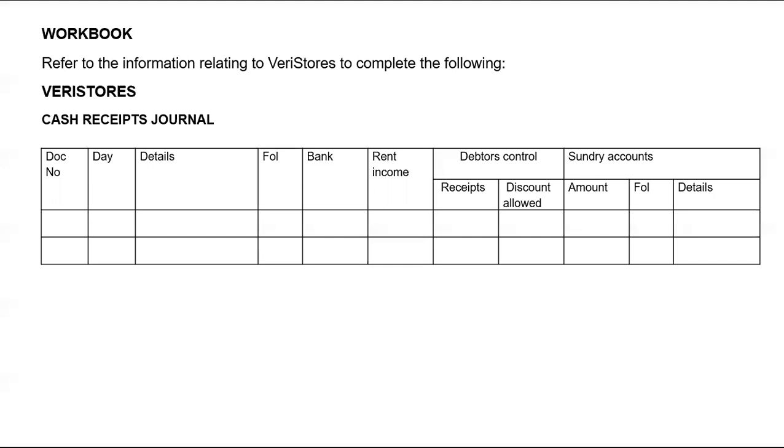Now, the amount that we received, which was 900, will be recorded in the cash receipts journal. So we'll have receipt number 1 on the 10th. It was from T-Tabo. It will be recorded in the bank, and then we'll record it under debtors control. We'll put it under receipts. Okay, so that's how we are going to record this.